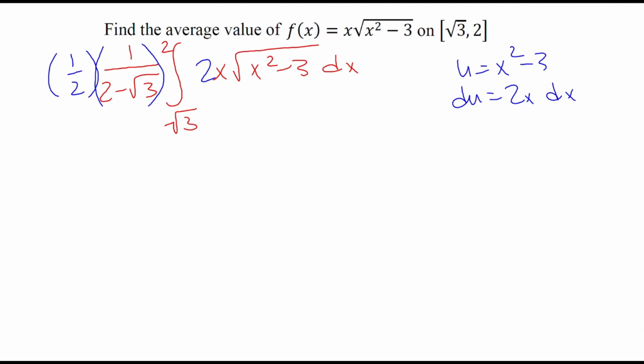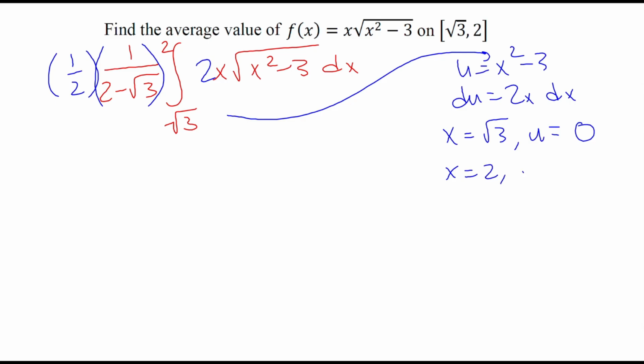And we'll see that when x is root 3, u just becomes root 3 squared, which is 3 minus 3. So we just get 0, right? We plug in root 3 in here. And if we plug in 2 in there, when x is 2, we just get u is equal to 2 squared, or 4 minus 3. We just get 1.